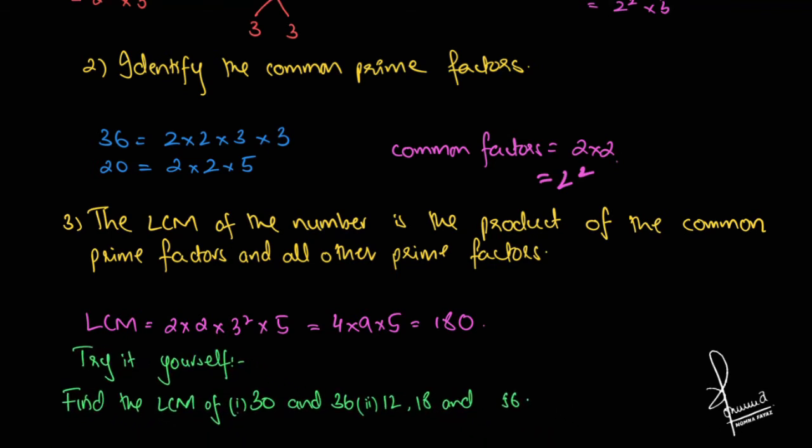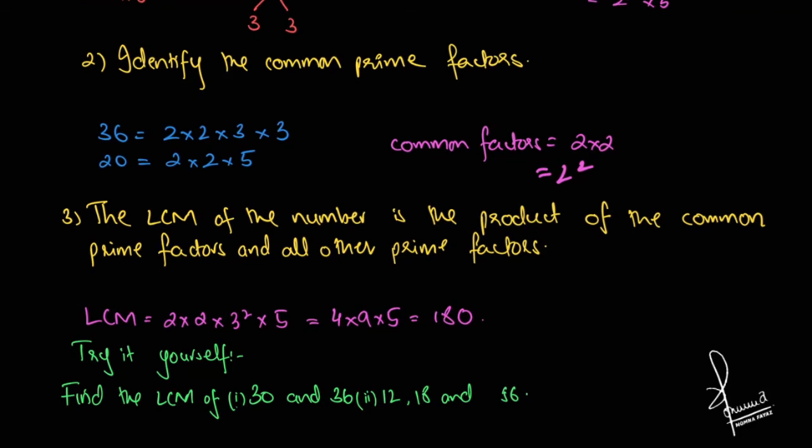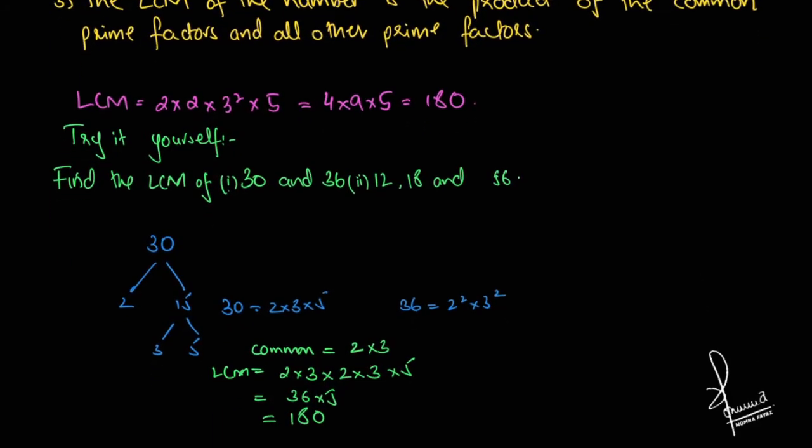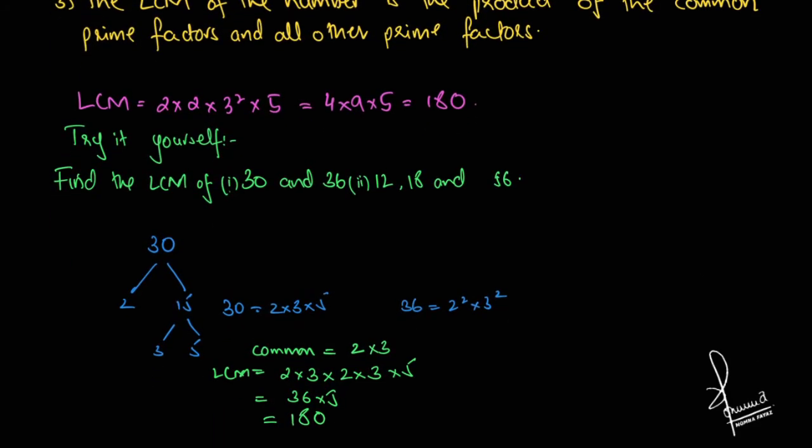Try to find the LCM of these two numbers. Number 1, 30 and 36. Number 2, 12, 18 and 56. Okay, I hope you've got the answer to the first one. 30 और 36 का जब आप LCM निकालोगे वो 180 आएगा. 180 कैसे आ रहा है?